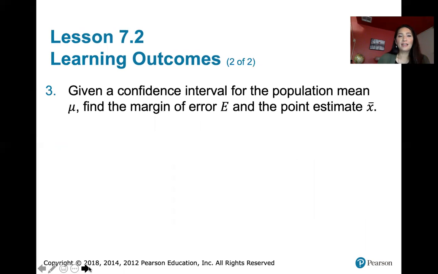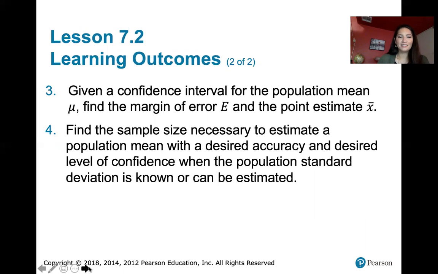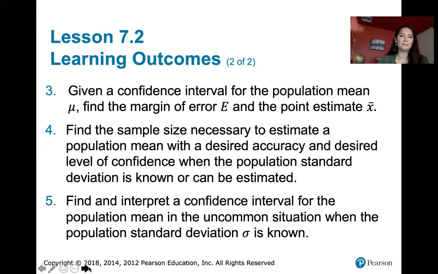Then in our third learning outcome, you will learn to find a margin of error and a point estimate x bar for the population mean if you're given a confidence interval. And then in our fourth learning outcome, we'll learn to find the sample size necessary to estimate a population mean to a desired degree of accuracy at a desired level of confidence when the population standard deviation is known or can be estimated.